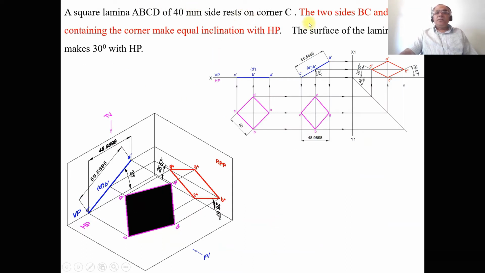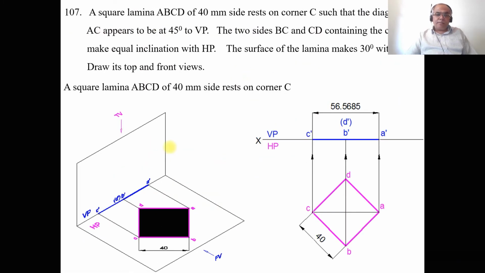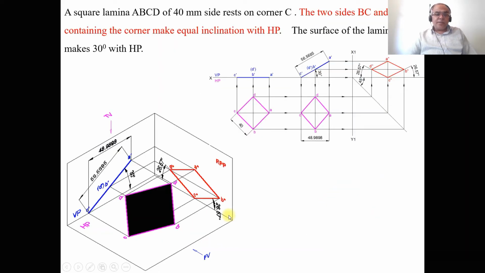Then he says the two sides BC and CD containing the corner make equal inclinations with HP, and the surface of the lamina makes 30 degrees with HP. So the initial position is the surface made parallel to HP, and then the surface is made to incline to HP at 30 degrees. Once the surface is inclined to HP at 30 degrees, this is how the object will look in three dimensions. And these two sides BC and CD containing the corner make equal inclinations with HP, so this condition is satisfied.